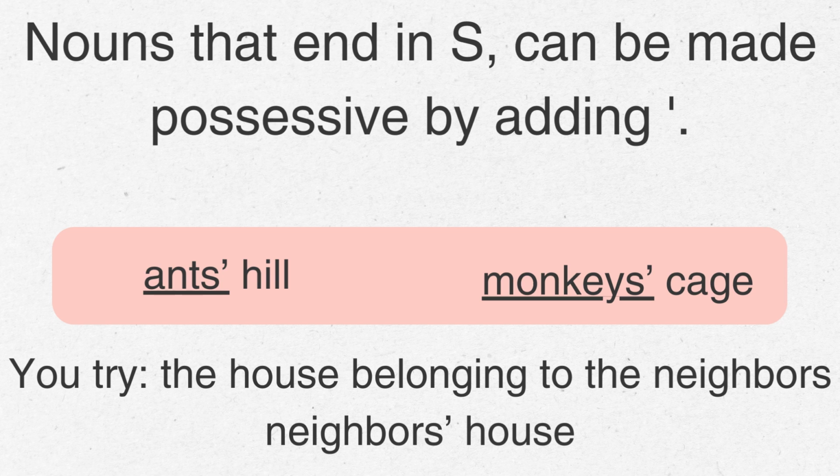All right, the house belonging to the neighbors would be neighbors'. That's the owner, and it ends in S. So all we have to do is add an apostrophe. And what the neighbors own is the house. So it becomes neighbors' house. We're going to continue to look at some more examples and practice this together.